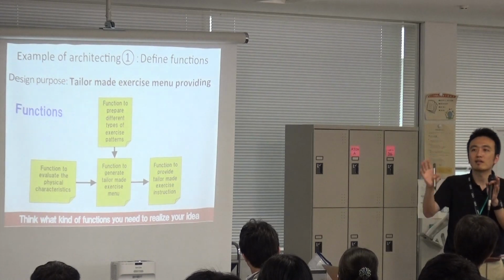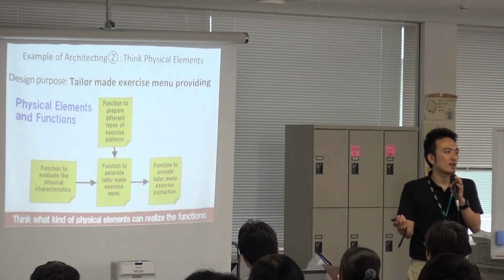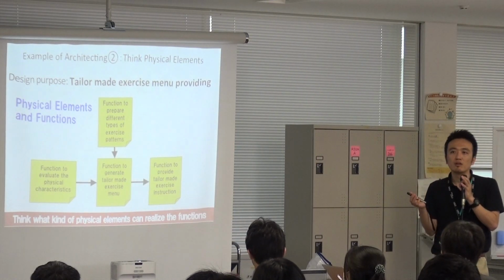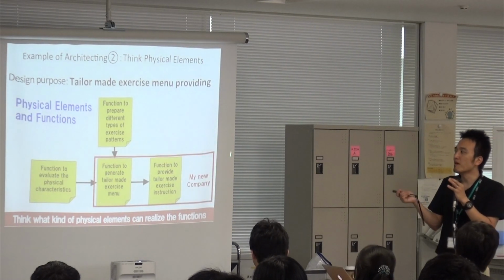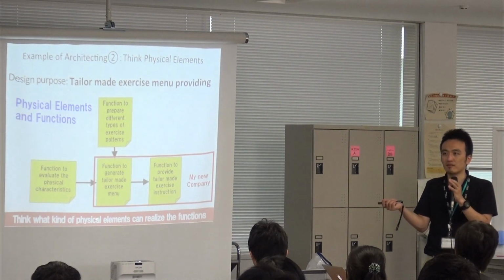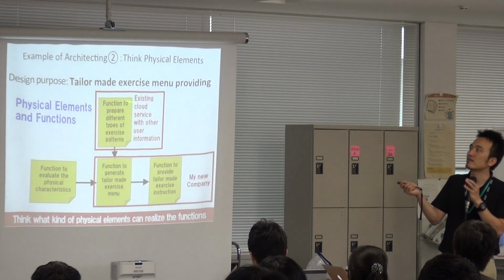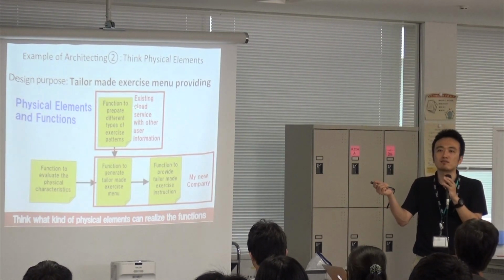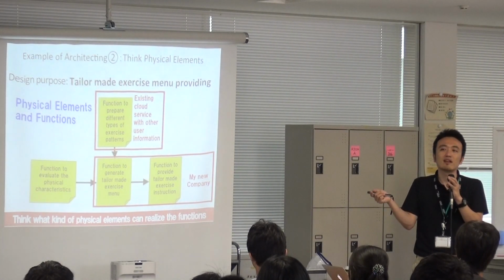We're not doing it now, but I expect you to do this later. But here's where the physical elements come in. Now I have these functions. Now I start to think who or what does it. So I can say, I want my new company to take care of these. I'll have my men and women do this. And let me think. How about trying an existing cloud service with their other user information to generate some patterns for me? Let's try to find some service like this that exists so that we can take advantage of it.